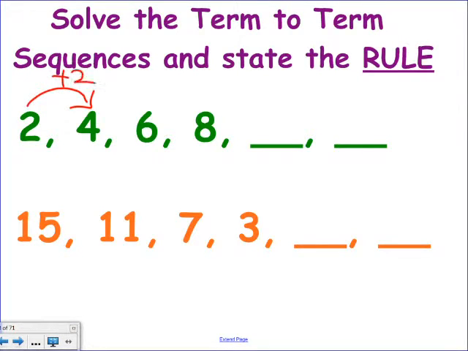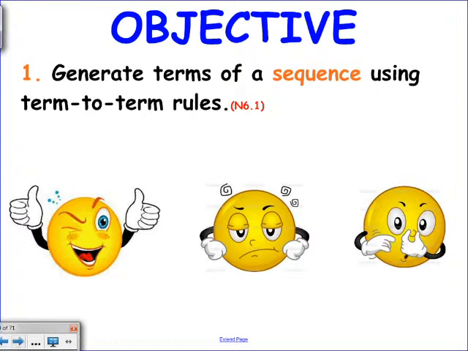So the rule for this one is plus 2. And the term to term rule is add 2. The term to term rule is subtract 4. And then they get you to complete the sequence or fill in the gaps of the sequence or follow the instructions. Okay? So that is the first objective done. So that was a fancy way of saying fill in the gaps or continue with sequences.